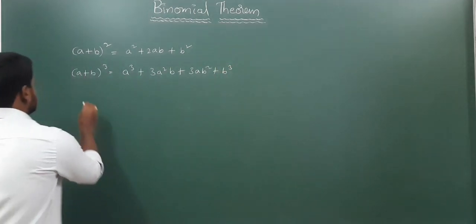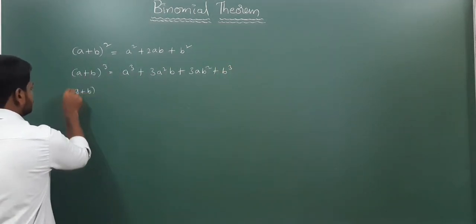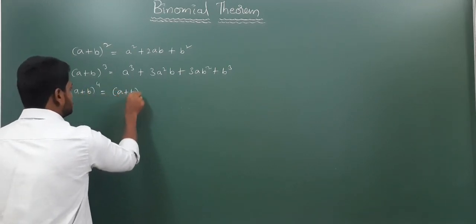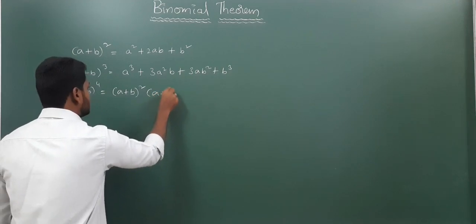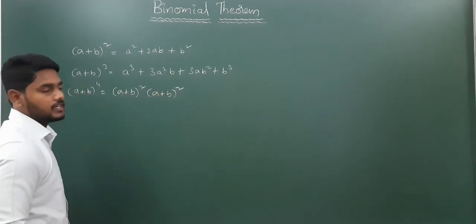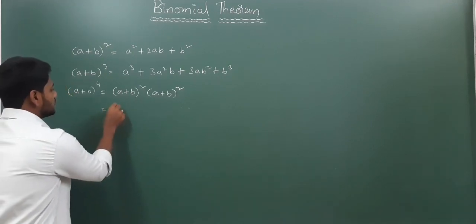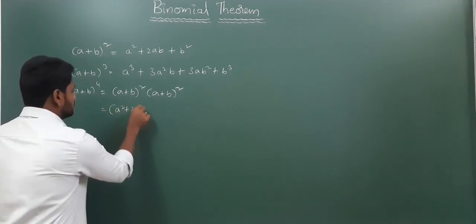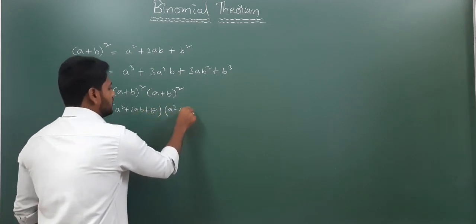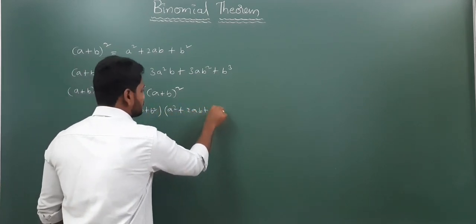Do you know the formula of (a plus b) whole power 4? Do you know the formula? We can write (a plus b) whole power 4 as (a plus b) whole square into (a plus b) whole square. So what is (a plus b) whole square? That is a square plus 2ab plus b square, and again this is a square plus 2ab plus b square.